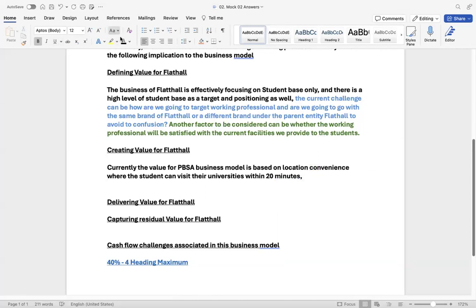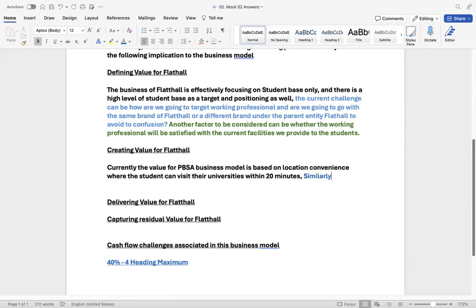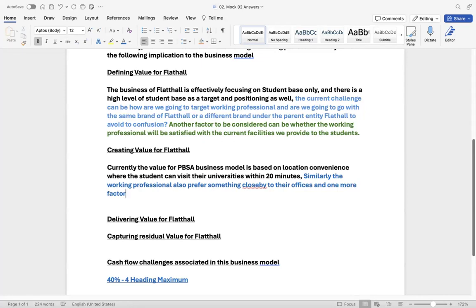Now, students, if you come to working professionals, I will write it down again. Similarly, the working professionals may also prefer something close by to their offices. And one more factor can be car park facilities. Can I write down here car park facilities? Can I get that clearly? Because working professionals anyway may need car park facilities.